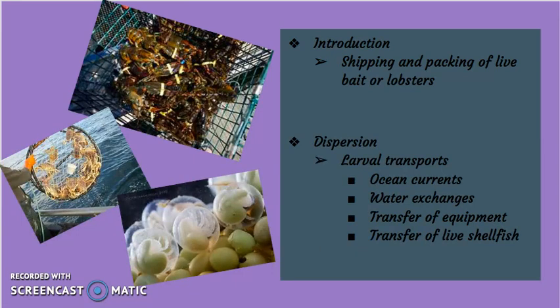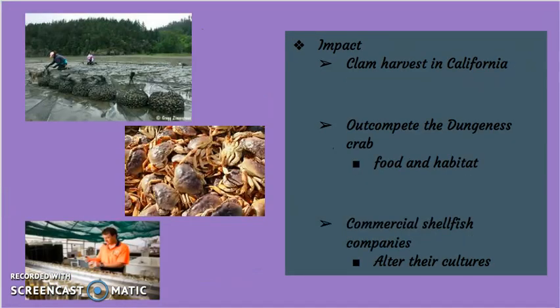The introduction. The introduction of the green crab was most likely through shipping and packaging of live bait and lobsters. The dispersion. The dispersion is through the larval transports through ocean currents, water exchanges, transfer of equipment, and transfer of live shellfish. Impact. The clam harvest has been on a steady decline since the crab became established on certain coasts in California.